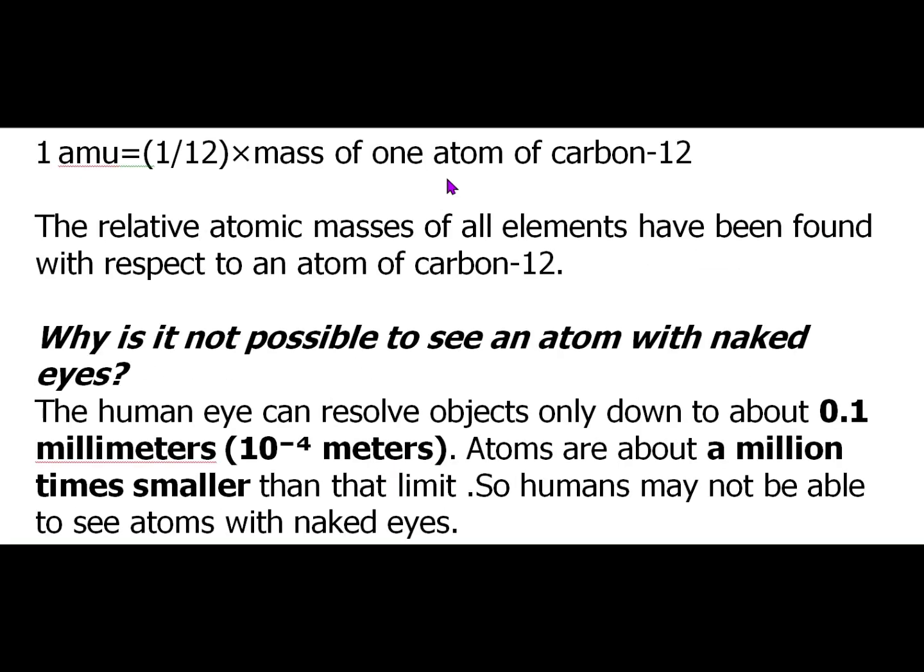One atomic mass unit is equal to 1/12th of the mass of one atom of carbon-12. This is a very important thing. 1/12 of the mass of one atom of carbon-12 is one atomic mass unit. That is the definition. The relative atomic masses of all elements have been found with respect to an atom of carbon-12.